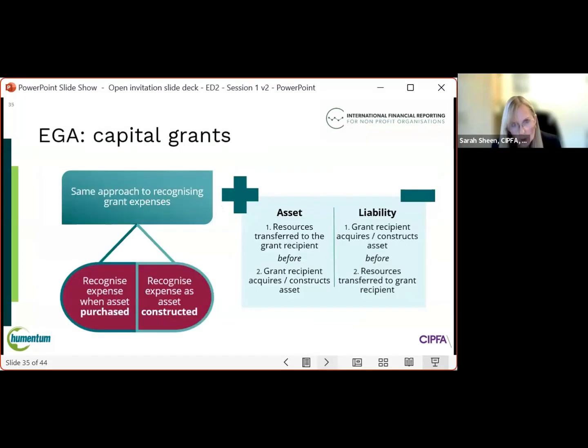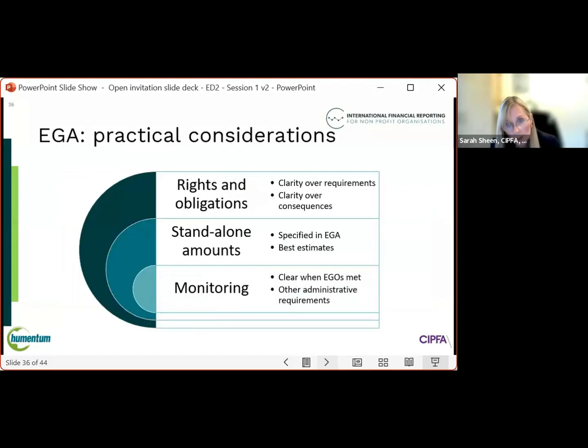So the accounting for EGAs in terms of capital grants is the same as any other grant, and the important point is that resources should be recognised when there is an obligation. I'll move on very quickly to the next one. And this is an important point as well in terms of rights and obligations and standalone selling amounts, is the amount of information that has to be thought about in terms of practical considerations, and monitoring arrangements will be important.